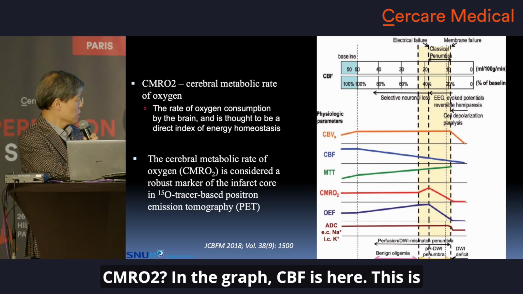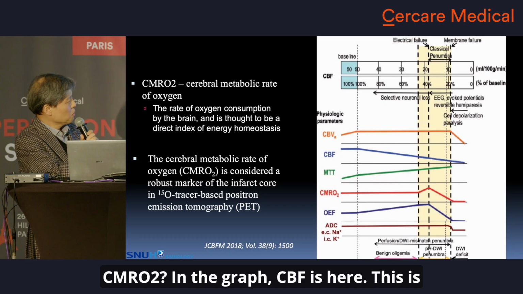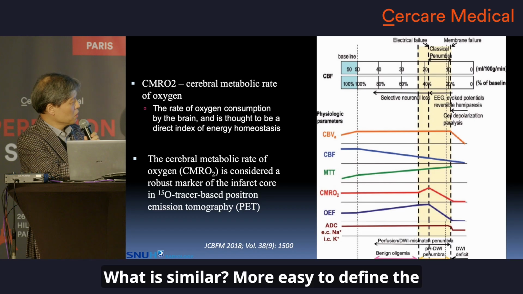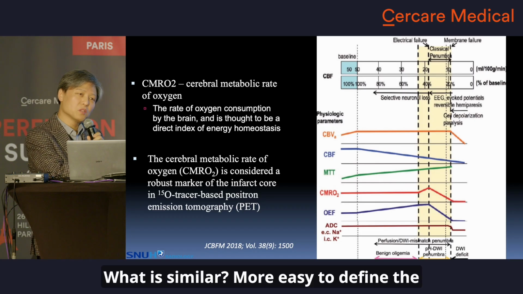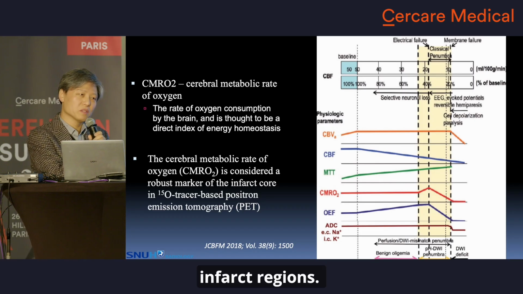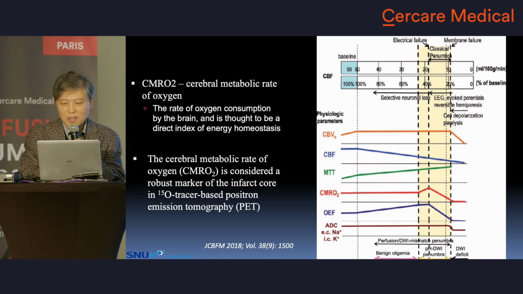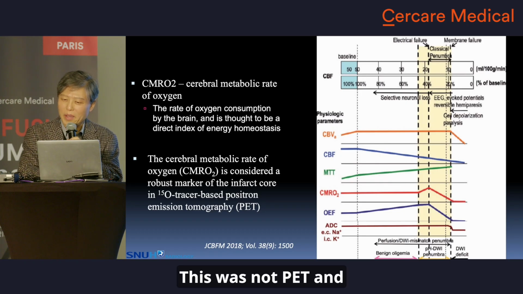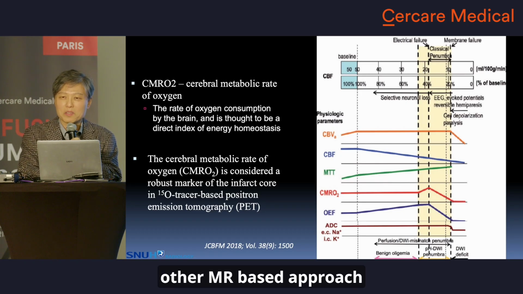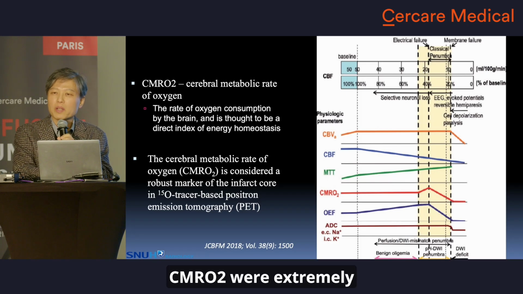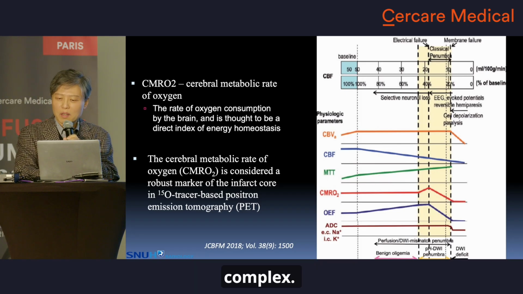In the graph, CBF is here. This is the infarct region. How about CMRO₂ and OEF? Much similar, and more easy to define the infarct lesions. But the problem is, how can I do that? It was not PET, and the other ML-based approaches for estimating CMRO₂ were extremely complex.